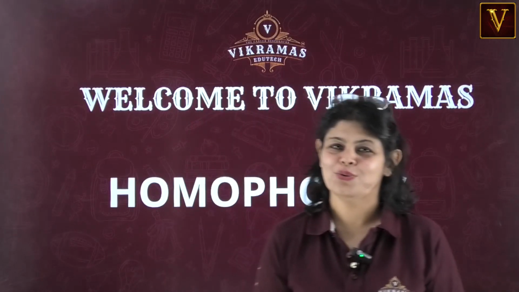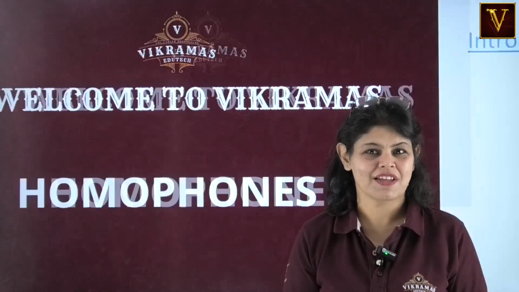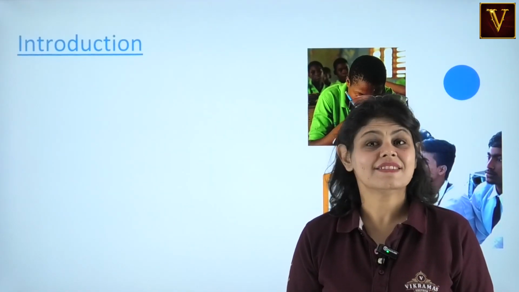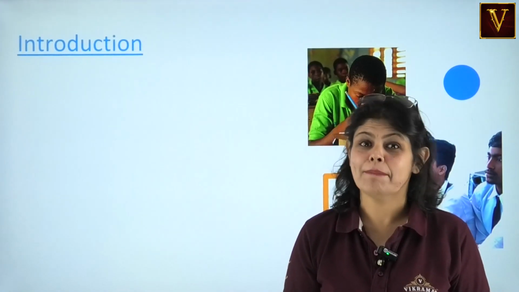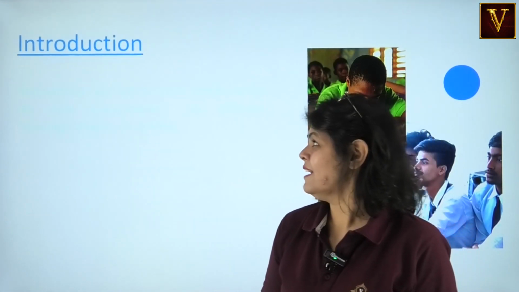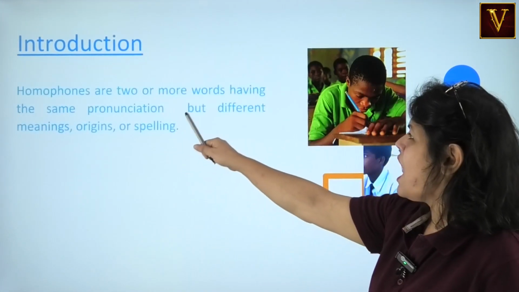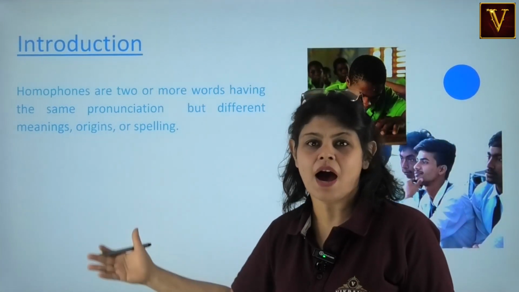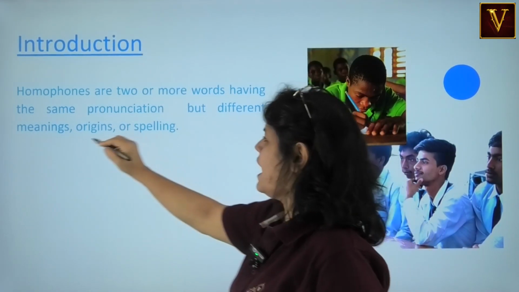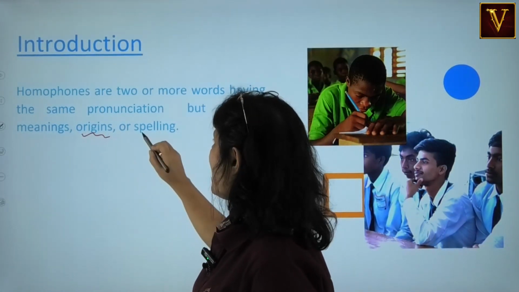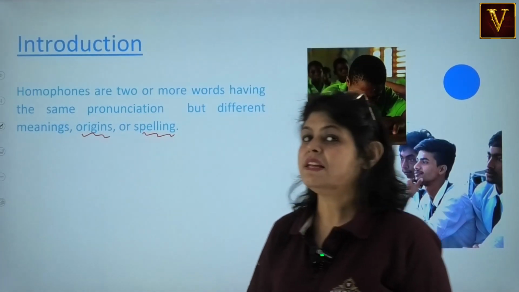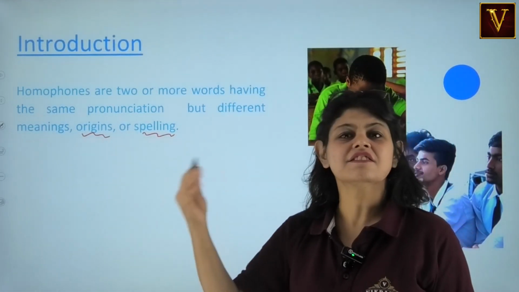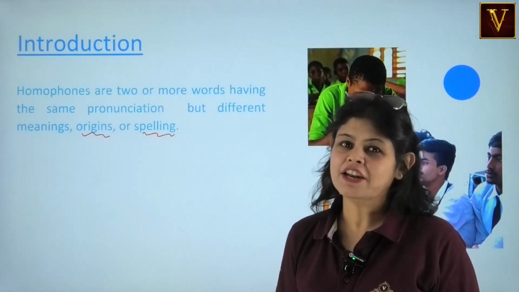Understand about homophones, right? Now, what are homophones? Homophones are the words which have the same pronunciation but different meanings, right? Homophones are two or more words with the same pronunciation, the same sound, but they have different origins and spellings too. Their meanings, their origin and their spellings are completely different.